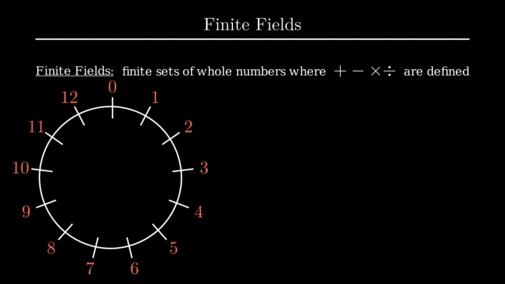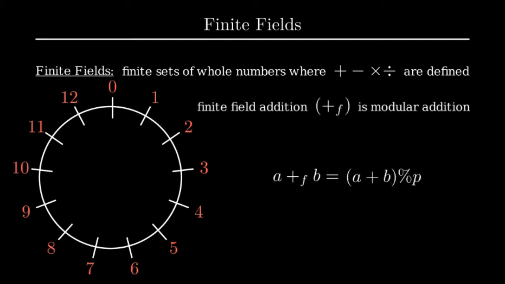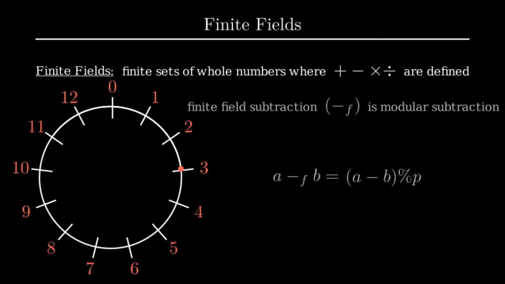Let's define them. Modular addition is used in finite fields. It is similar to regular addition, except you wrap around the circle like a clock. 11 plus 5 in the finite field of order 13 equals 3. Modular subtraction is similar to modular addition, except you travel counterclockwise around the circle. 3 minus 10 in the finite field of order 13 equals 6.